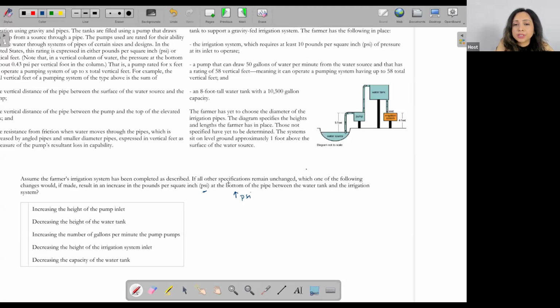At the bottom of the pipe between the water tank and the irrigation system. So this will increase the PSI at the bottom of the pipe, that is, this particular pipe that we are talking about. So they're saying that it will increase the PSI over here. So what is going to increase the PSI over here?